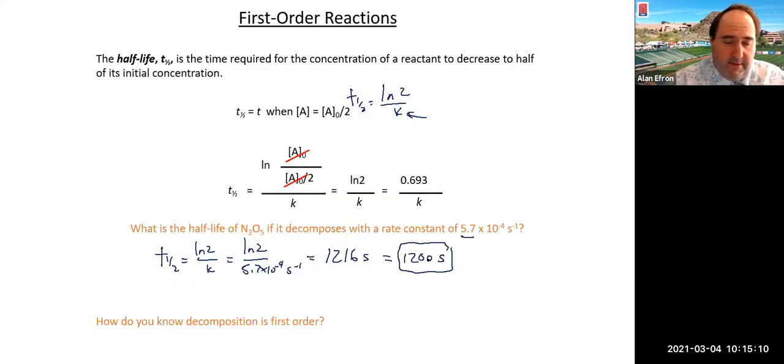Oh, and the bottom part of the question: how do we know it's first order? We know it's first order because of the units we see here. These are reciprocal seconds for the rate constant. So again, that's a very important part of determining what the order is.